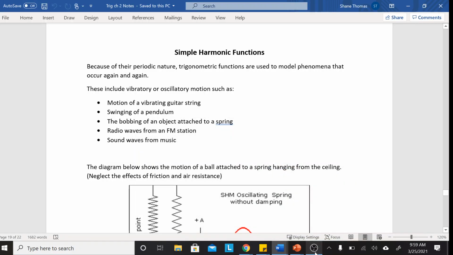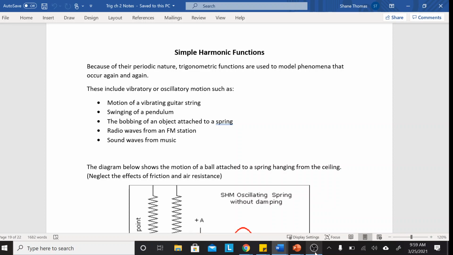Because of their periodic nature, trig functions are used to model phenomena that occur again and again, something that happens repeatedly. One of the most common places you're going to see that is vibratory or oscillatory motion. That would be something that just kind of quivers or goes up and down. You think of a guitar string. You think of the pistons in an engine. Those things just go up and down on that same cycle and the same speed throughout.